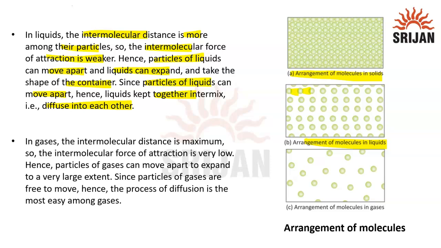Now let us have a look at gases. The intermolecular distance is maximum. So the intermolecular force is very low because the particles are very far away from each other. Hence particles of gases can move apart and expand to a very large extent. Since particles of gases are free to move, the process of diffusion is the easiest among gases. Diffusion, basically mixing, is very easy because the particles are in random motion.